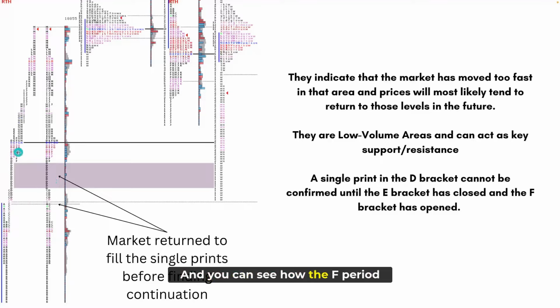And you can see how the F period has returned to fill some of these single prints that were left on the D period and then moved higher, continuation. This is a very key thing that you have to note when you are trying to identify these areas in real time as the profile is taking shape.